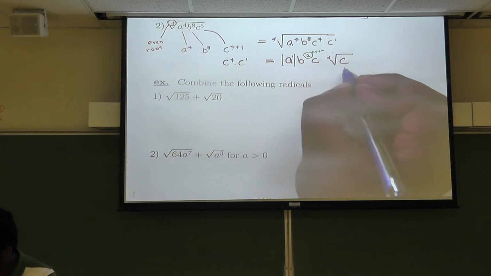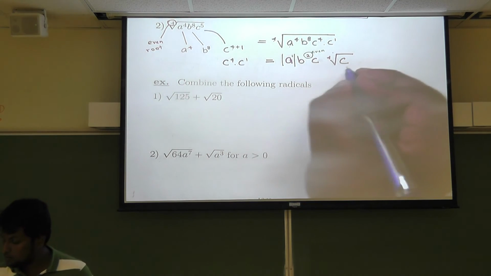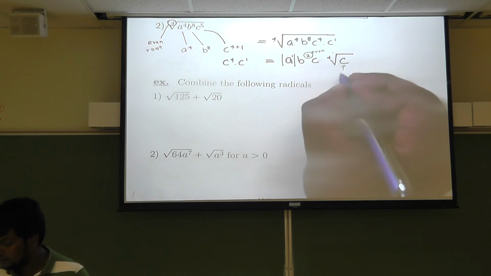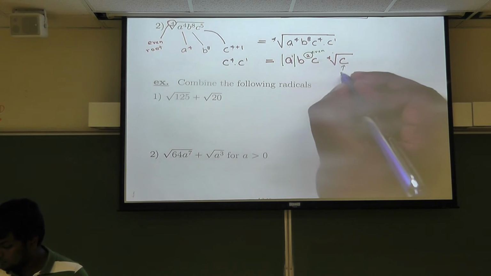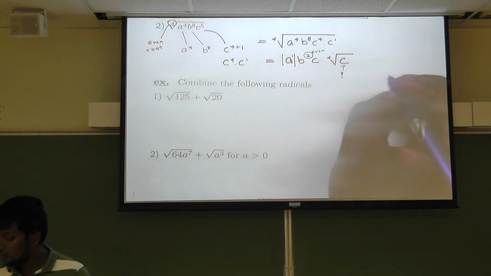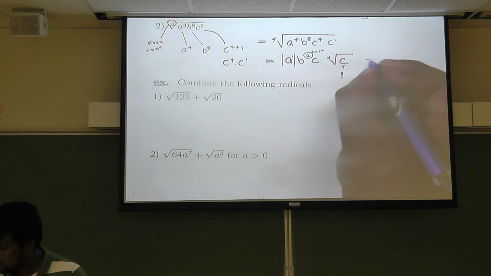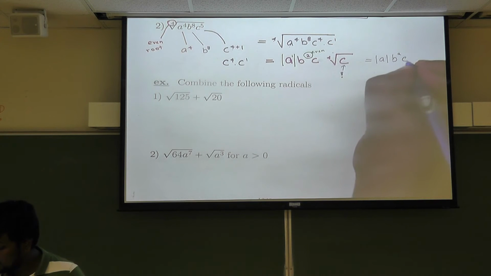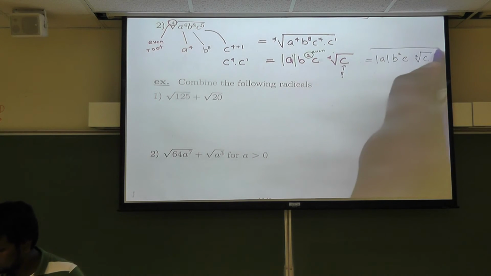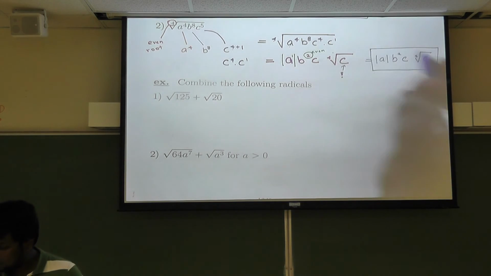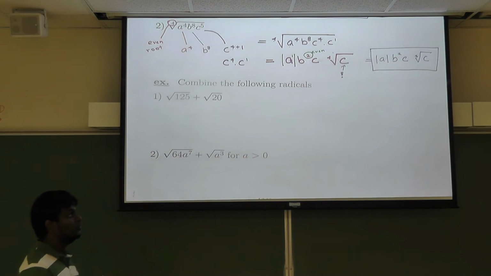We did not completely pull C out because there is one C remaining here in the radical. Okay, so we don't use the absolute value. So the correct final answer should be absolute value of A, B squared, C, and the fourth root of C. I hope at this level you understand what went on right there. Okay.